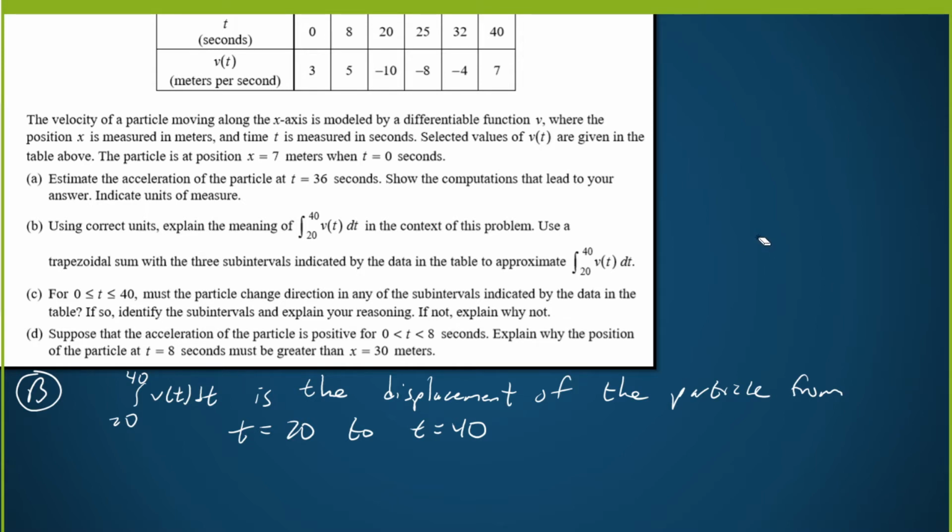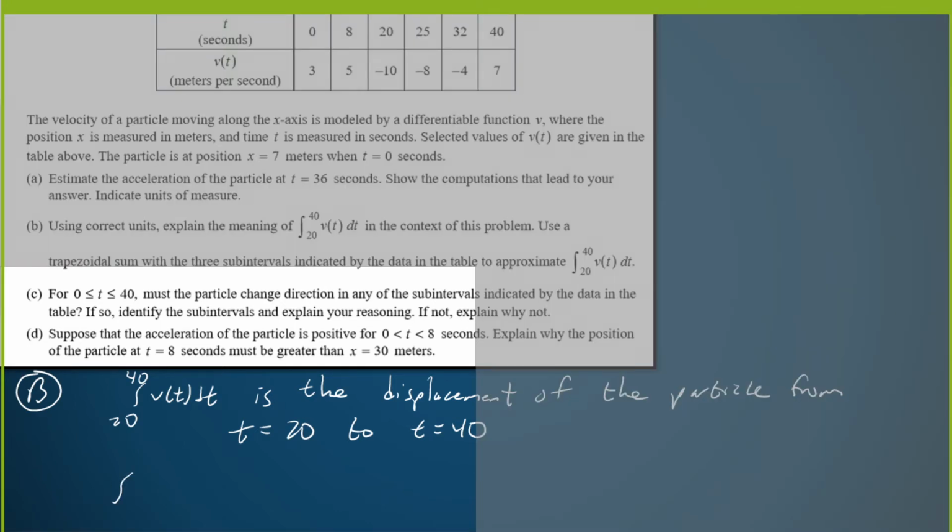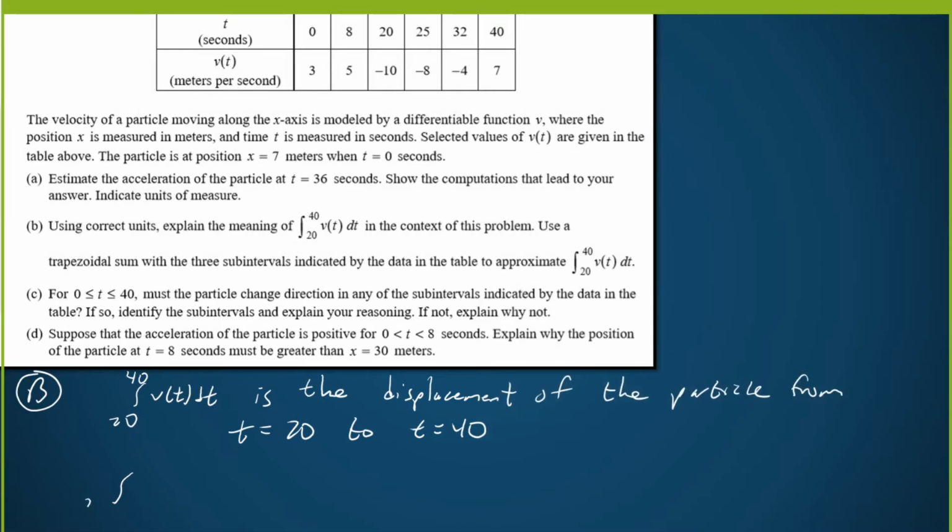Okay, and then I want to use a trapezoidal Riemann sum with 3 subintervals from the table to estimate the integral from 20 to 40. Okay, so we're gonna set up our trapezoidal Riemann sum. What's our first trapezoid? From 0 to 20, so 20 times. This is from 20 to 40.